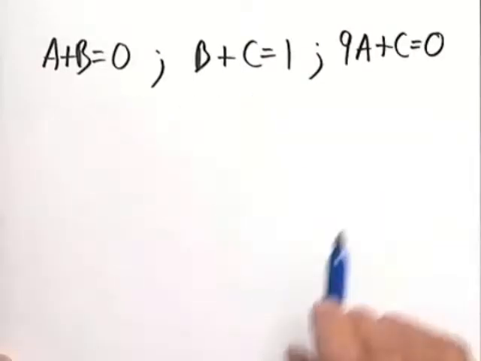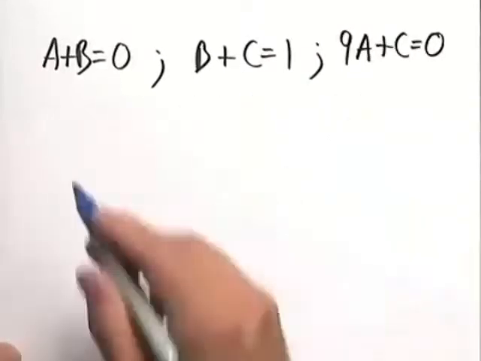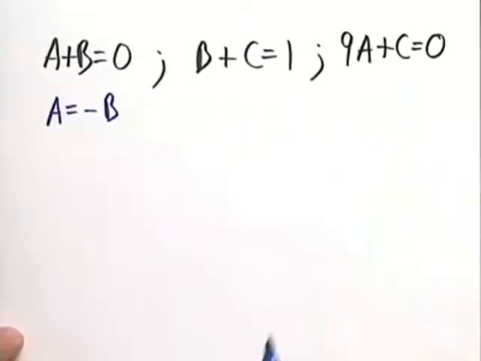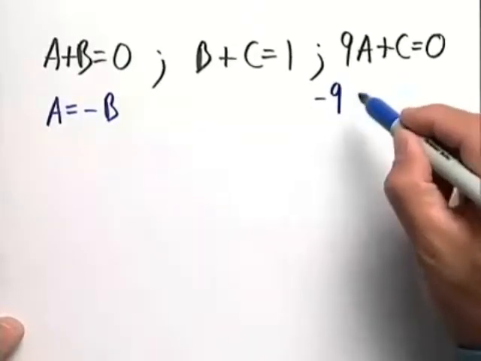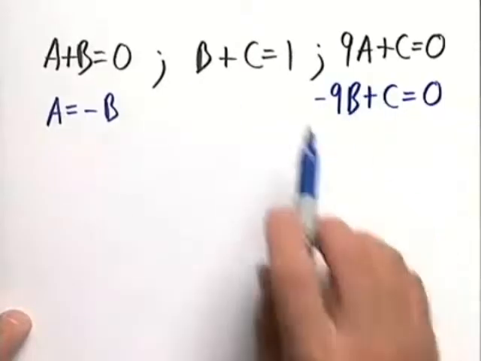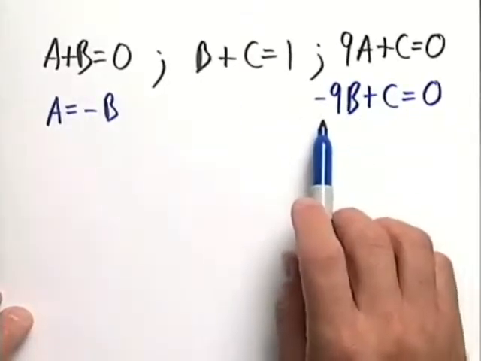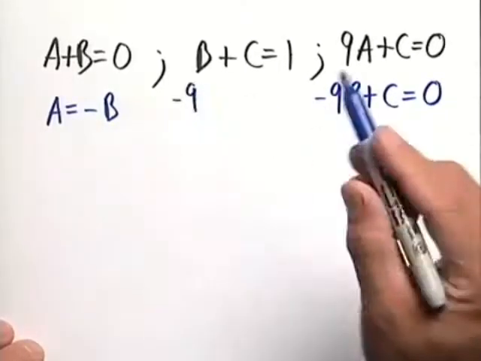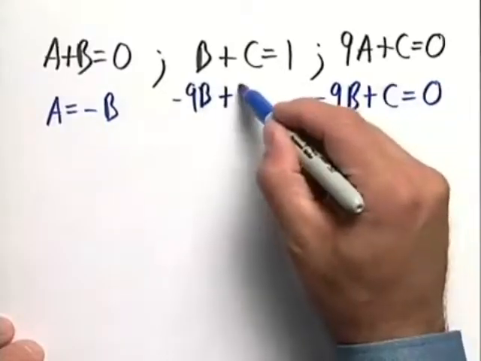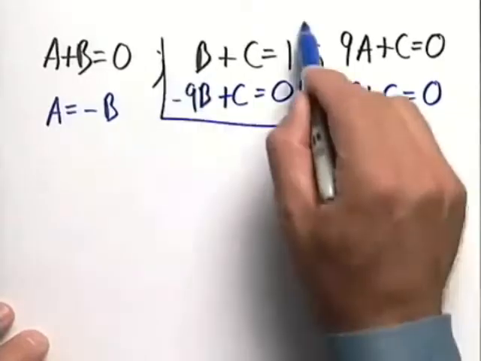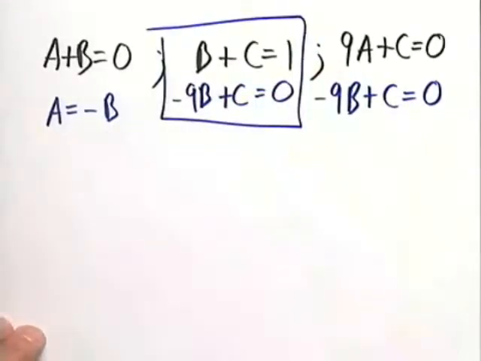We have A plus B is equal to 0, B plus C is equal to 1, 9A plus C is equal to 0. I want to start right here. A is equal to a negative B, and go ahead and plug that into our third equation to obtain negative 9B plus C equals 0. And now what we have are two equations in terms of B and C. Our new one here and our old one, B plus C equals 1. Let's go ahead and line those up here. Minus 9B plus C equaling 0. So we can solve that system using either the addition method or the substitution method. Let's go ahead and substitute.